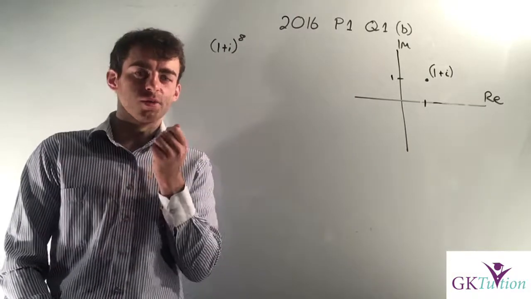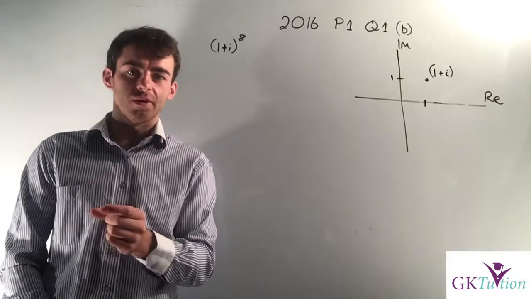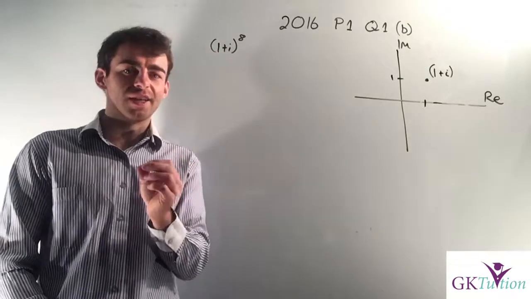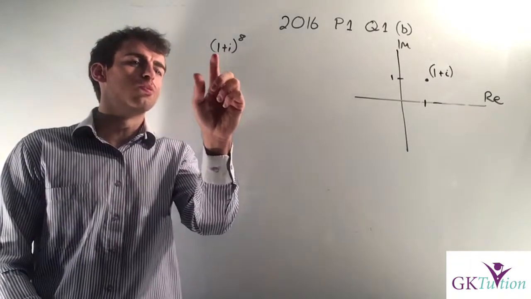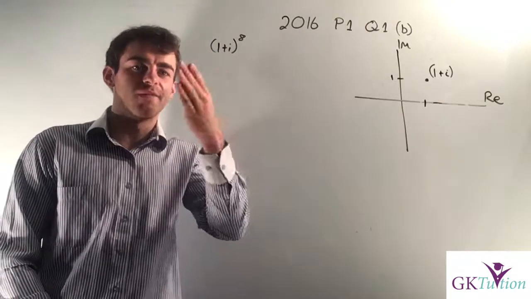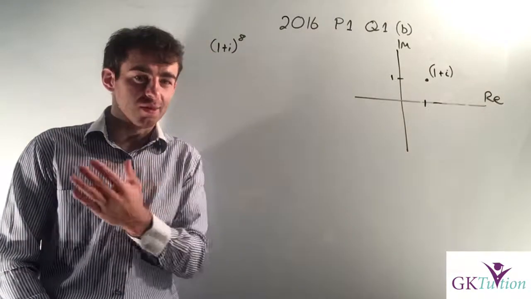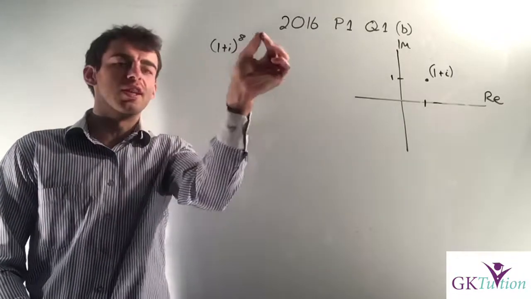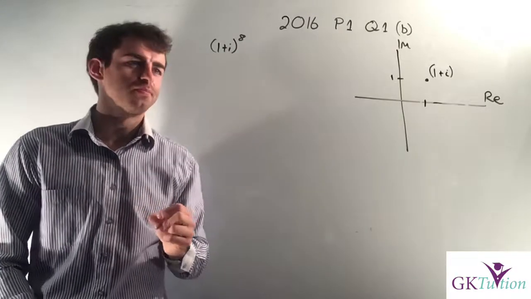The first way, the one that we're going to use, is De Moivre's theorem. But in theory, if it hadn't said to use De Moivre's theorem, we could just multiply 1 + i by itself 8 times. But obviously that's completely impractical, and De Moivre's theorem simplifies that process for us.